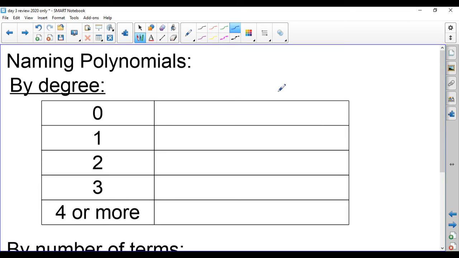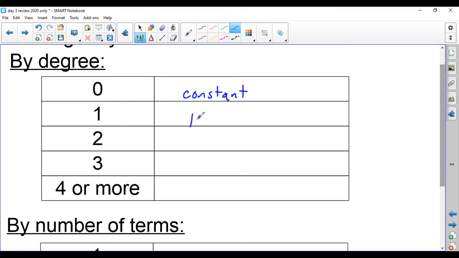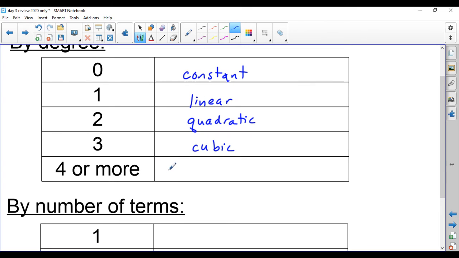Then we name polynomials, and in order to do that, we had to figure out what the degree was. A degree 0 polynomial is called a constant polynomial. It's a constant because it's just a number. Degree 1 is linear. We've done a lot of work with linear functions all year. Degree 2, when you have an x squared, is called quadratic. Degree 3 is called cubic. A cube has 3 dimensions. And for 4 or more, you write the number and then the degree. So we write the nth degree. If it's degree 4, you write 4th degree, 5th degree, 6th degree, and so on.